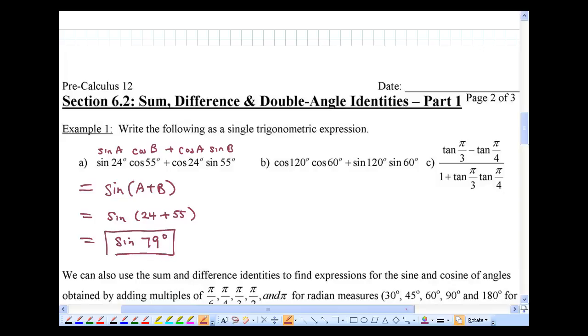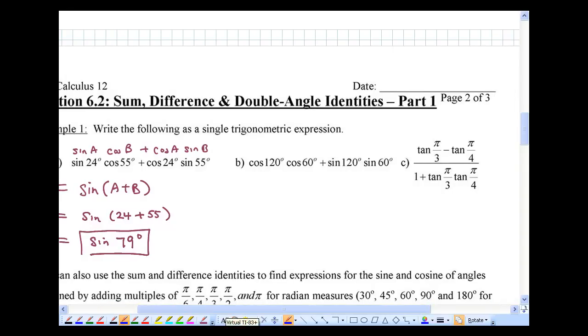Okay? Do the same thing now for part B and C. Let's see if you can do this on your own. Okay? Compare if you dare.